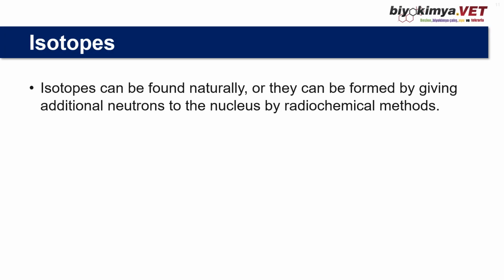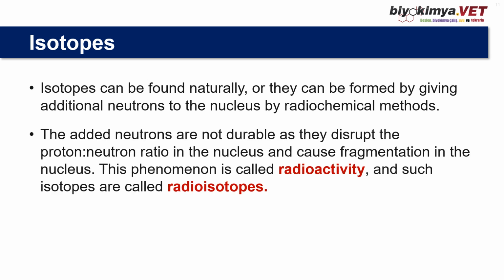Isotopes can be found naturally, as I said, or they can be formed by giving additional neutrons to the nucleus by radiochemical methods. So this means synthetically obtained isotopes, which we actually call radioisotopes. The added neutrons are not durable as they disrupt the proton-neutron ratio in the nucleus and cause fragmentation in the nucleus. This phenomenon is called radioactivity, and such isotopes are called radioisotopes. Radioisotopes give off their energy and become stable isotopes.